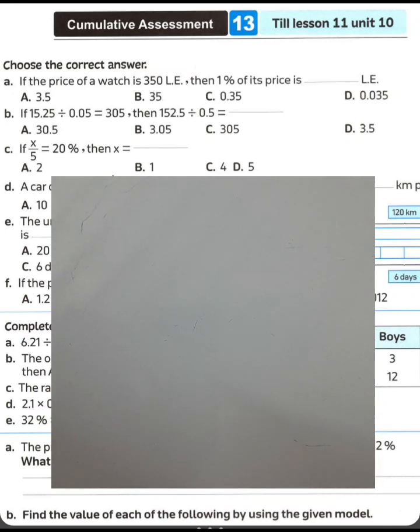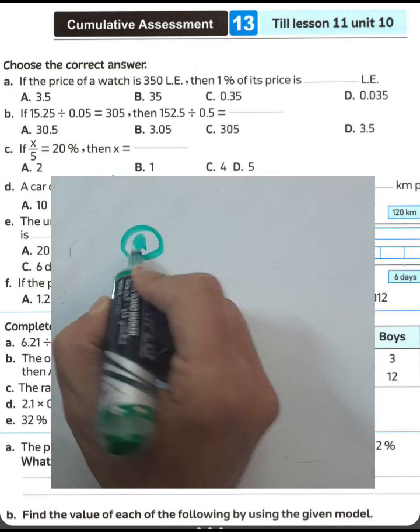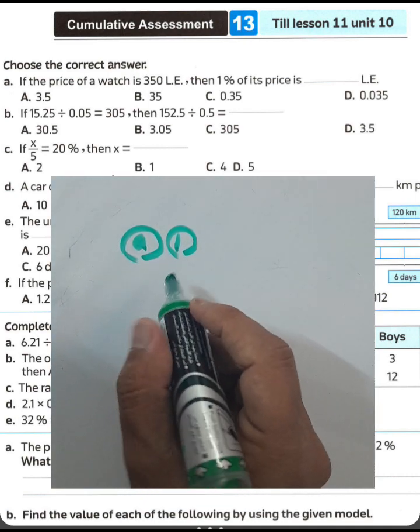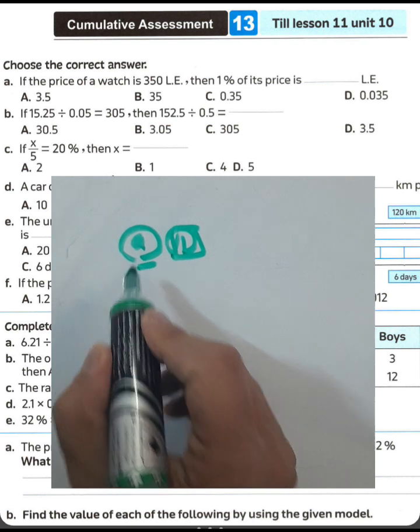Relative assessment number 13 to lesson 11, unit 10. Question number 1, choose the correct answer. Letter A.